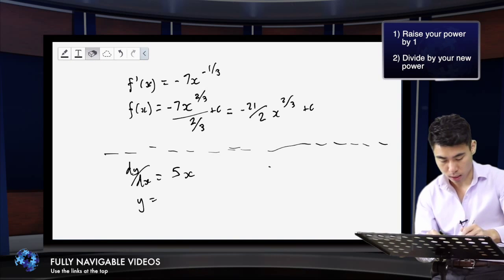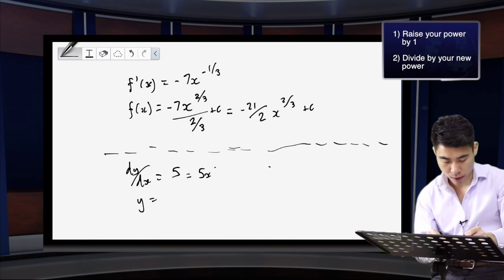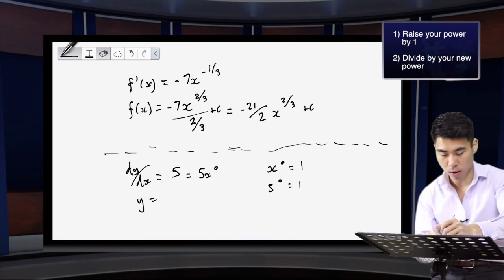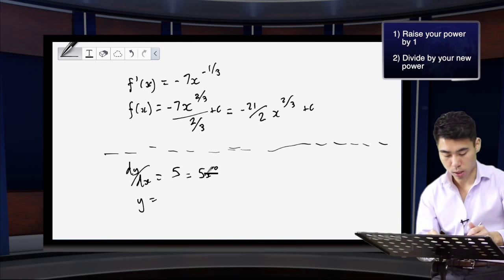So dy by dx equals 5, which also equals 5x to the 0, because just remember, anything to the power 0 will equal 1. x to the 0 will equal 1. Similarly, 3 to the 0 would also equal 1. So anything to the power 0 equals 1. And in this case, I've got 1 times 5. This does indeed just equal 5.